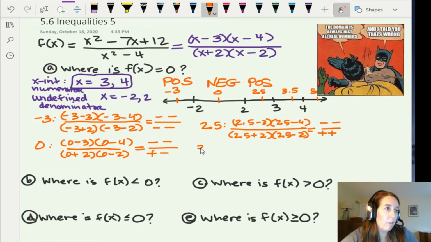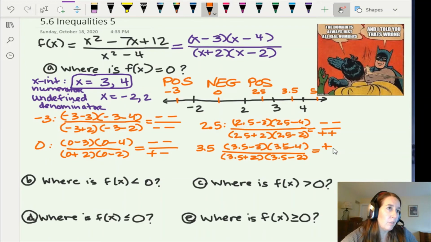All right, put in 3.5. You get 3.5 minus 3, 3.5 minus 4, 3.5 plus 2, and 3.5 minus 2. All right, so 3.5 minus 3 is actually positive, but then this next one is negative, and then these are both positive. So with one negative sign, that means that this area is negative.